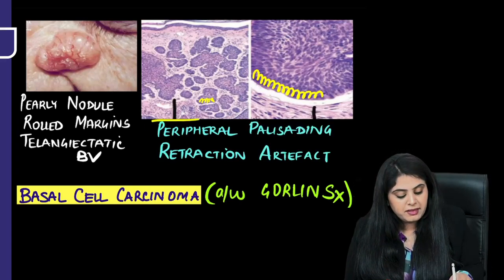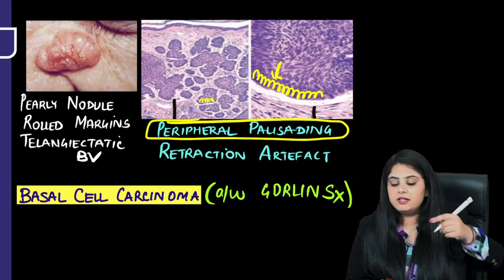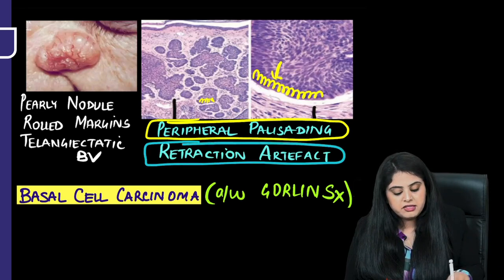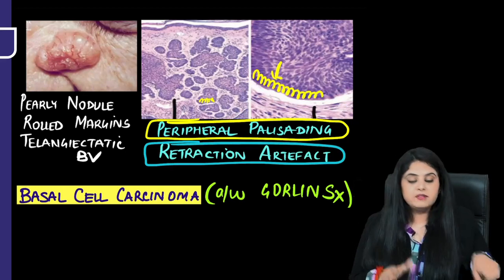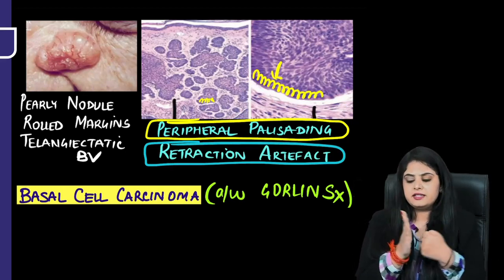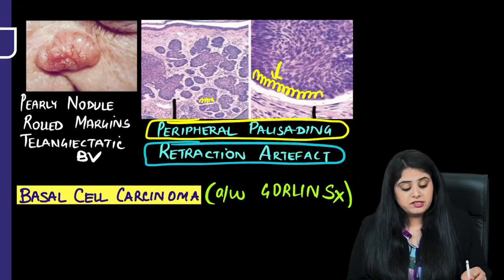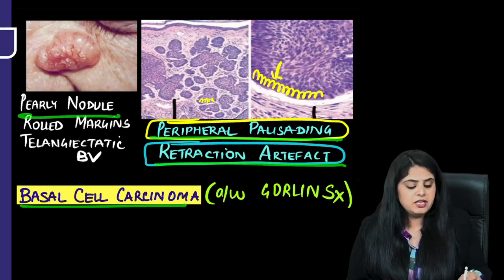So देखो, peripheral palisading means that the cells are all back to back, parallel to each other. And what is retraction artifact? Retraction artifact means I can see a retraction, there is a white area present. For example, if these are the cells, they have retracted, they have tried to pull back, and a space is created. So remember, they ask you which skin tumor shows peripheral palisading with retraction artifact and a pearly nodule.